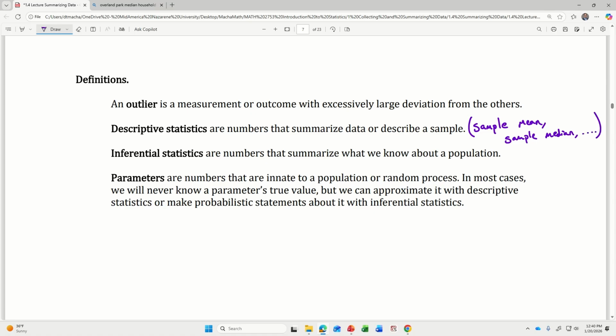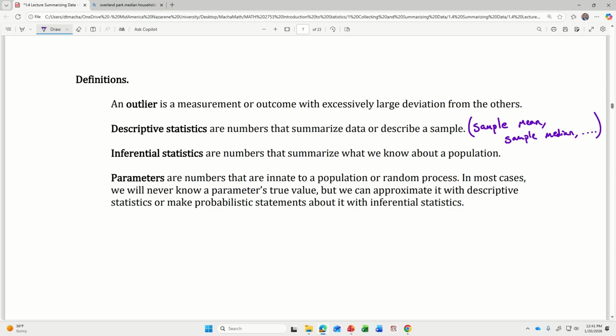There's a lot of others that we'll talk about today. We're not talking about this today, but later in this class we'll talk about inferential statistics. Inferential statistics are numbers that summarize what we know about a population. So inferential means we're making an inference. We're looking at just the sample, just our measurement, our data set, but we use the data set to make an inference about the population itself. We're not going to talk about that today because that involves a lot of probability theory to get there. But we will, by the end of the semester, discuss inferential statistics.